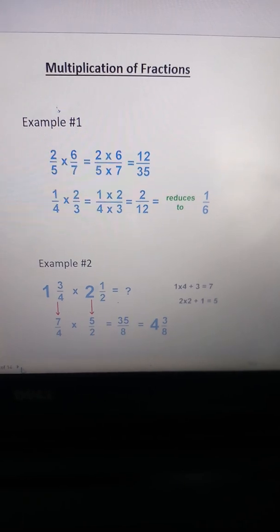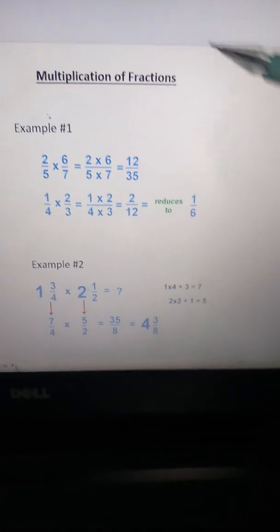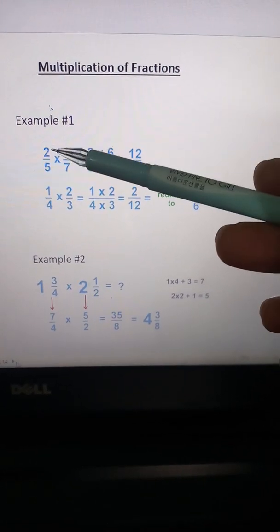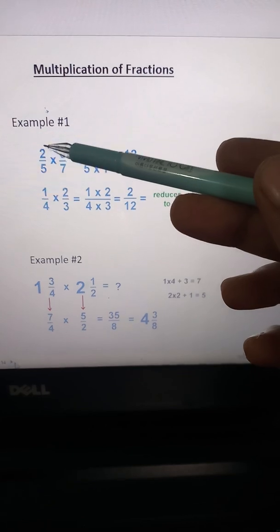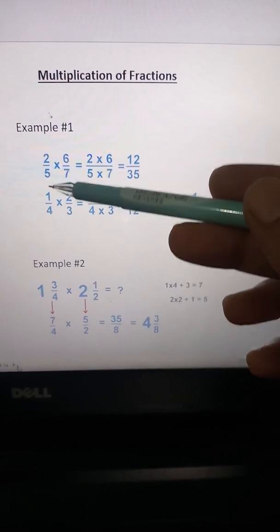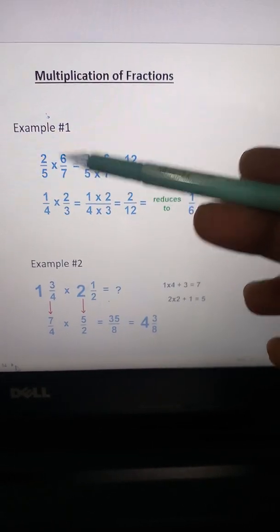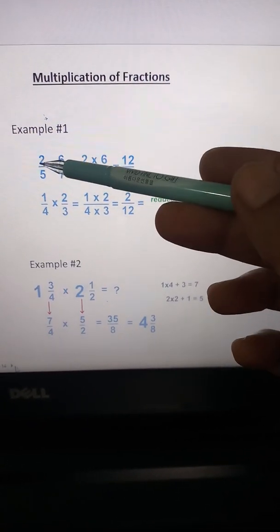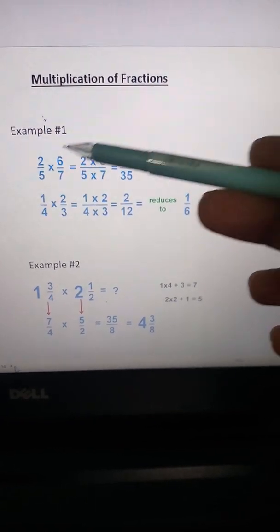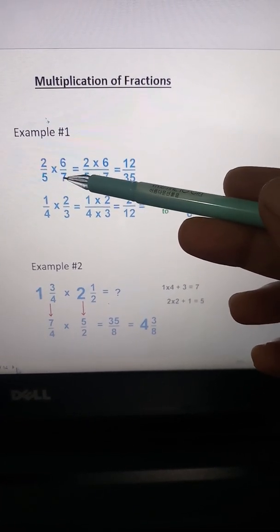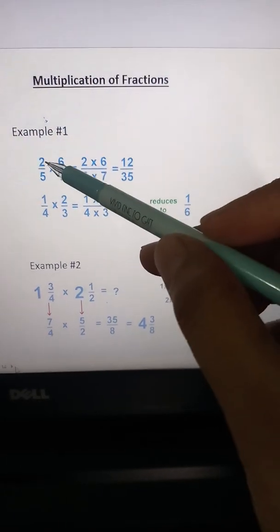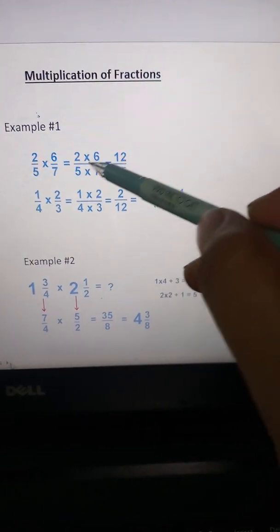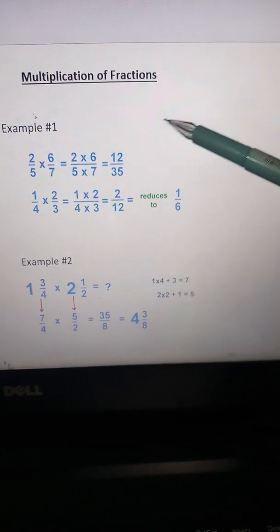The next topic is multiplication of fractions. So you have to multiply the fractions. There are two examples for you. I'm going to explain the first example. Here are two fractions, 2 by 5 and 6 by 7. You have to multiply. In multiplication of fractions, we multiply the numerator of the first fraction with the numerator of the second fraction, and the denominator of the first fraction with the denominator of the second fraction, like 2 multiplied by 6 and 5 multiplied by 7. 2 sixes are 12 and 5 sevens are 35.